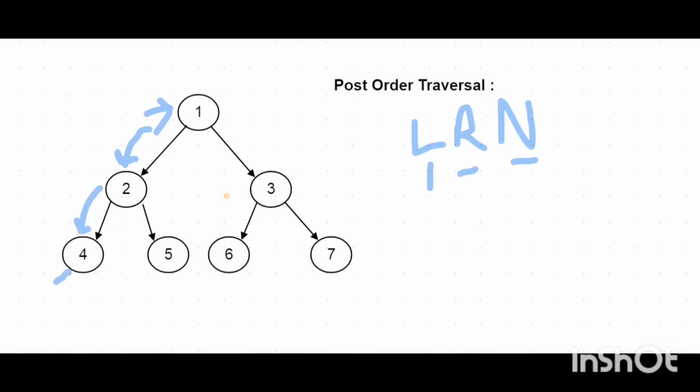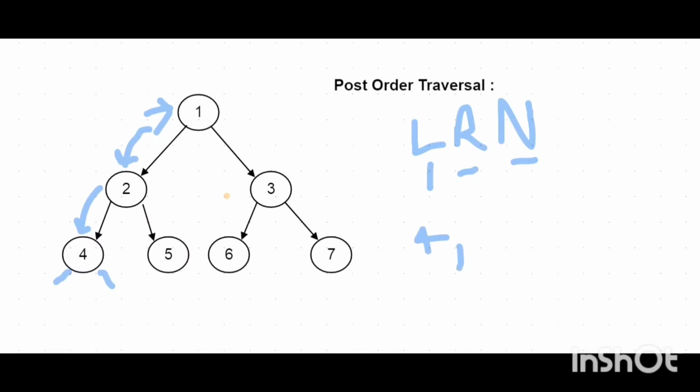And then we will be checking the right side of the node. Right node for node 4 is also null. We don't have any right side node. Since we have nothing to visit on the left side and nothing to visit on the right side, we can visit the node 4. So we visit node 4 for the tree. After visiting node 4, we move back to node 2.